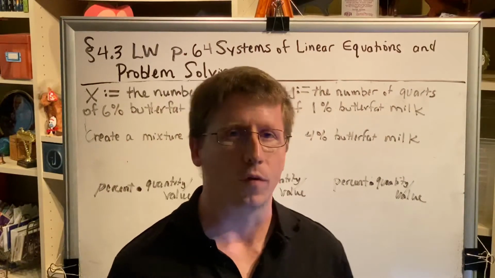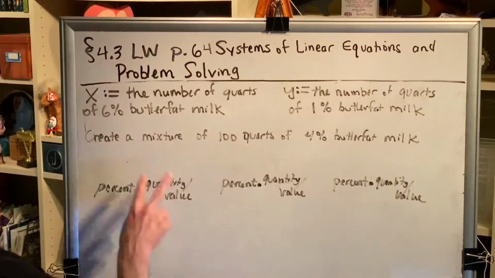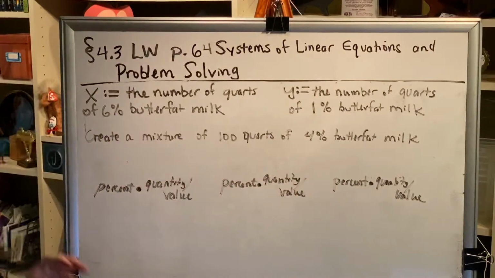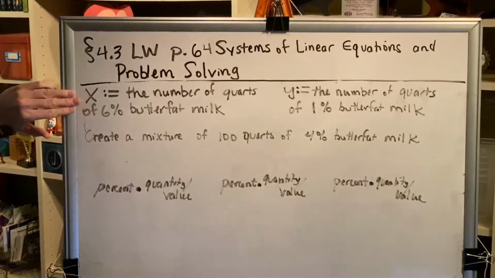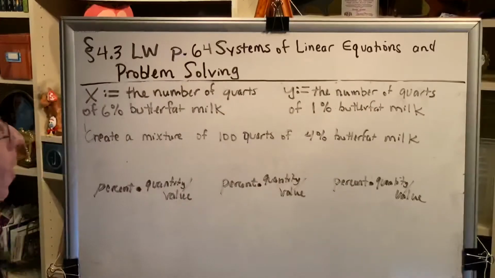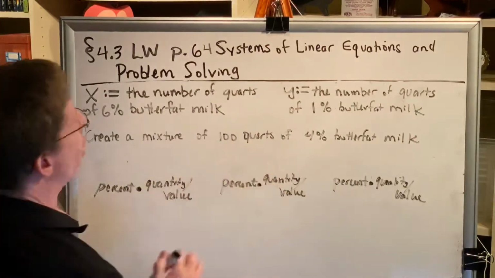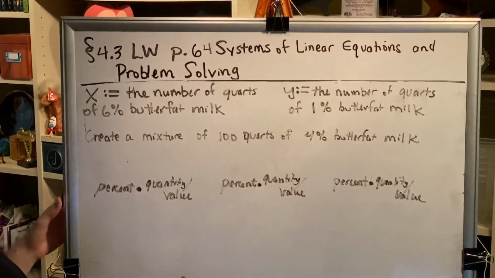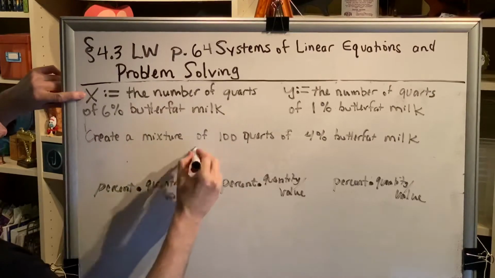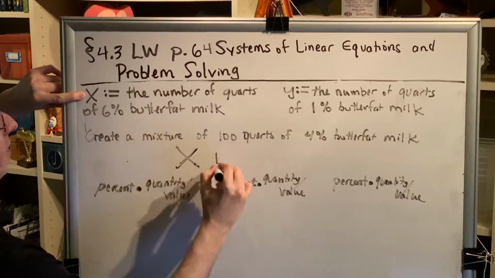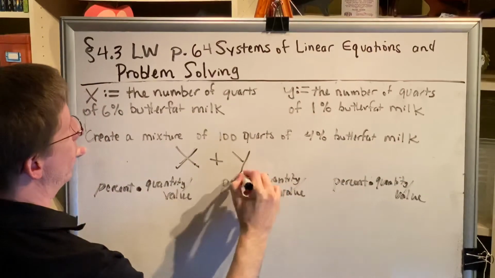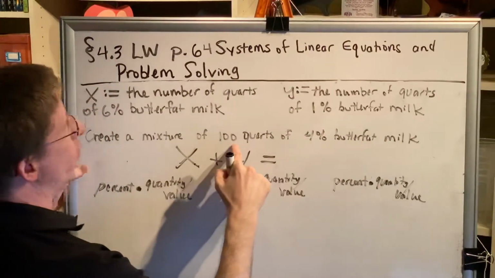Let's do the easy one first. We know that when we create our mixture, in the end, we need 100 quarts of milk. So the amount of butterfat milk we take from over here plus the amount of butterfat milk that we take from over here mixed together needs to make 100 quarts. So we can write a very easy equation here. The number of quarts of 6% butterfat milk, X, plus the number of quarts of 1% butterfat milk, Y, equals 100 quarts.